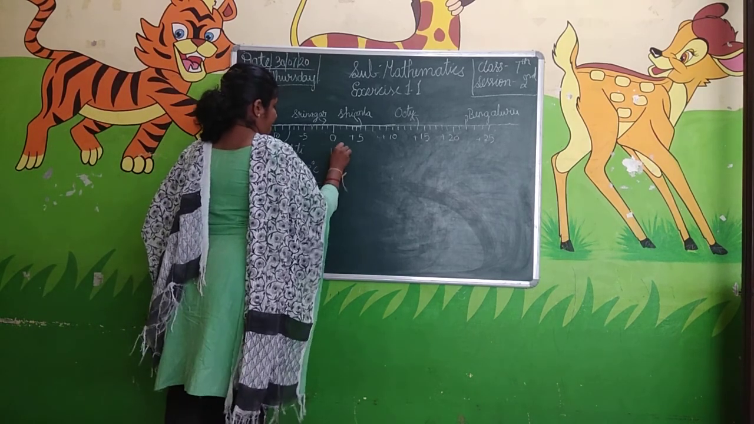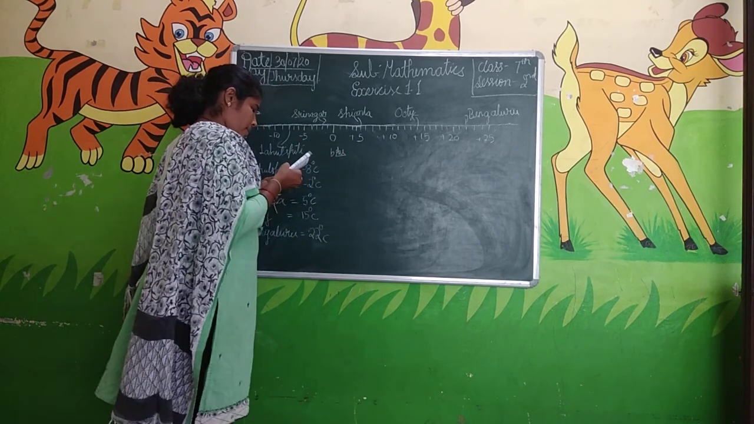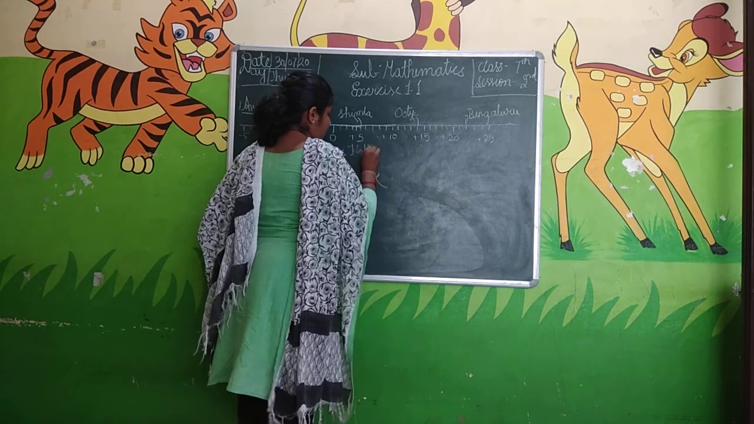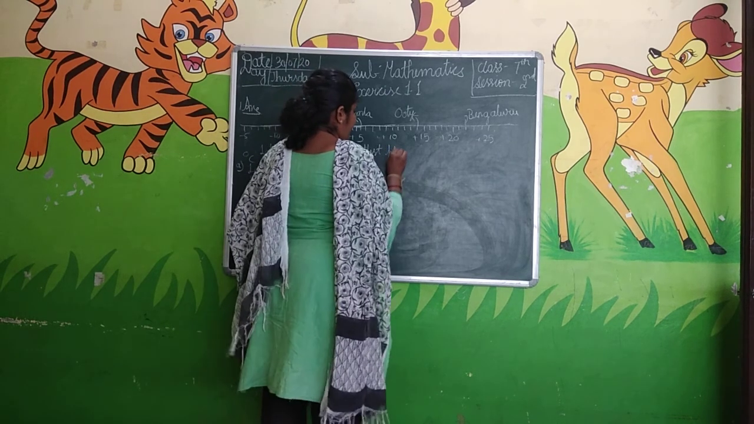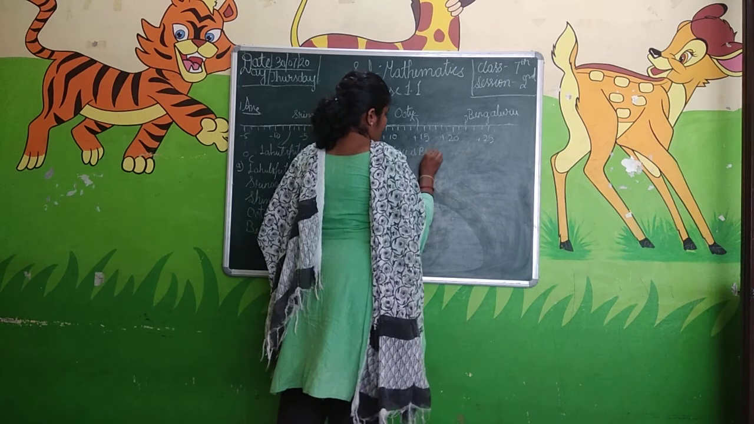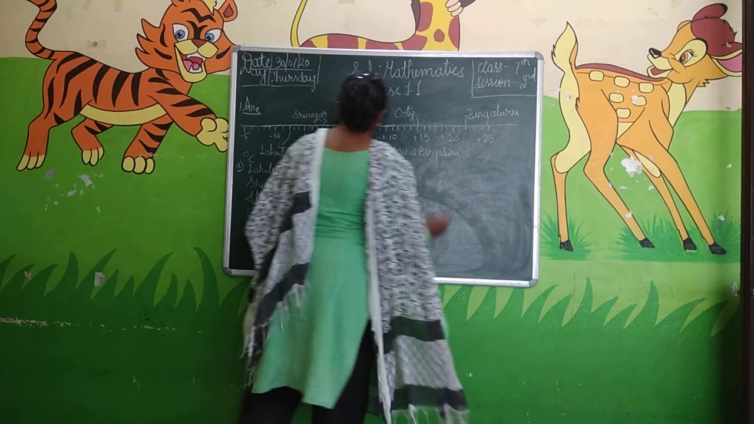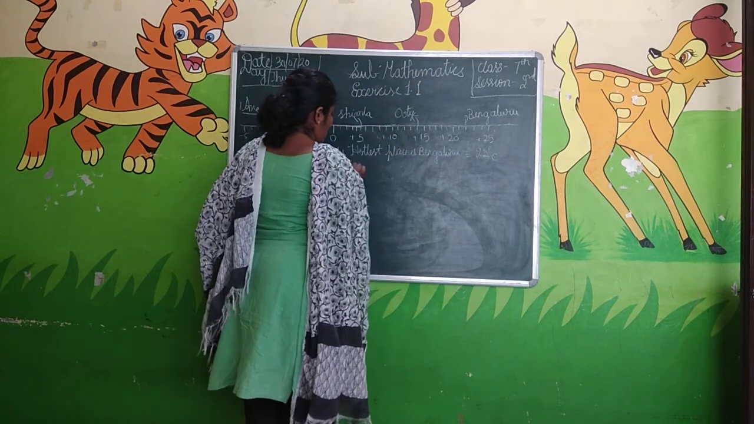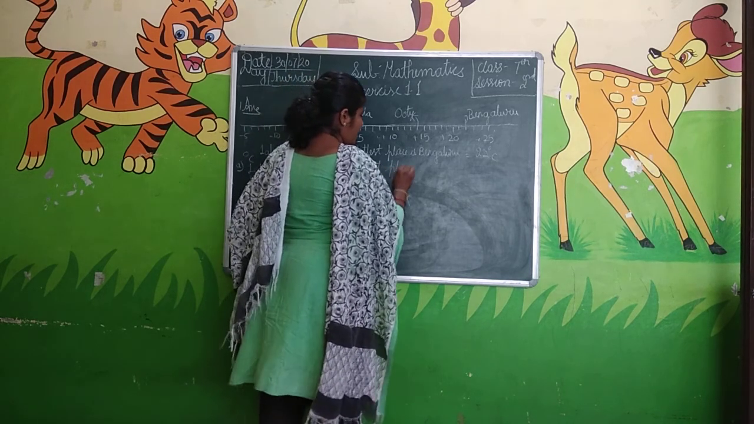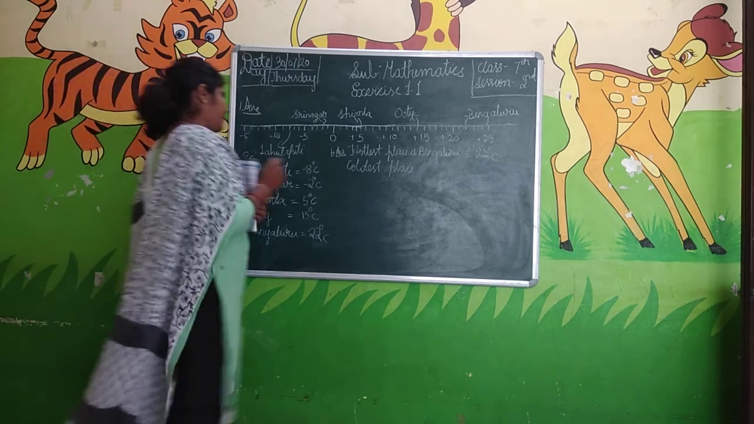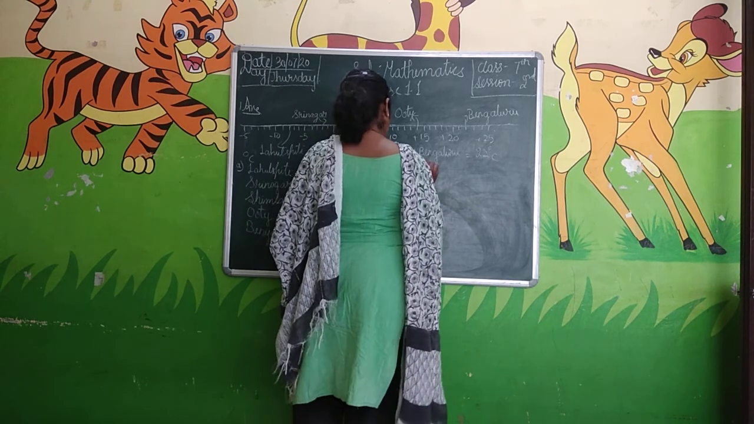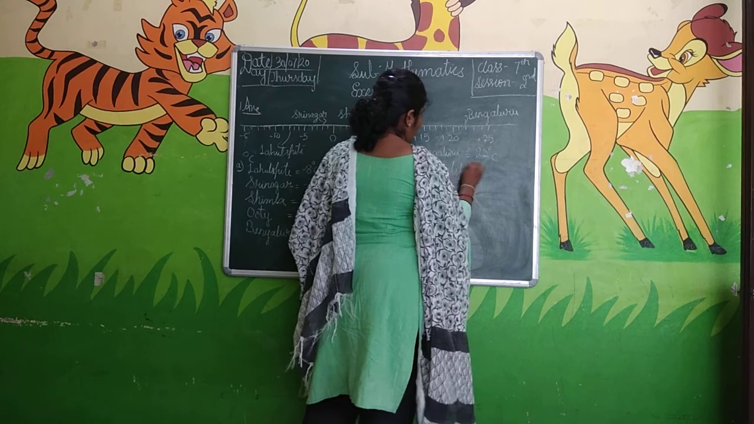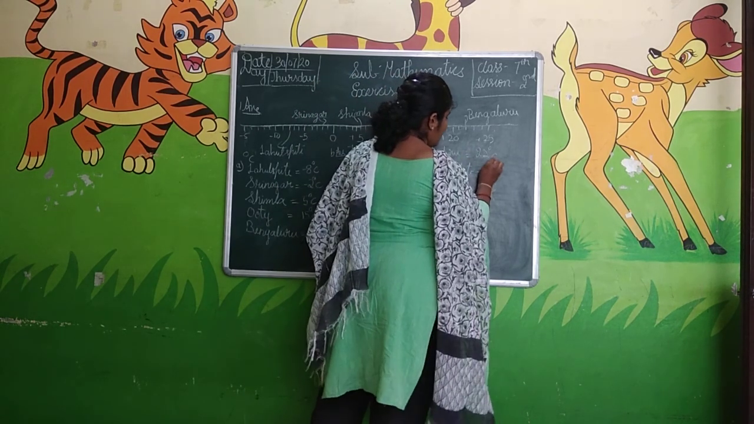The answer: the hottest place is Bengaluru. Also, the temperature of Bangalore is 22 degree Celsius. And the coldest place, which is the coldest place? Lahaul Spiti. That is minus 8 degree Celsius.